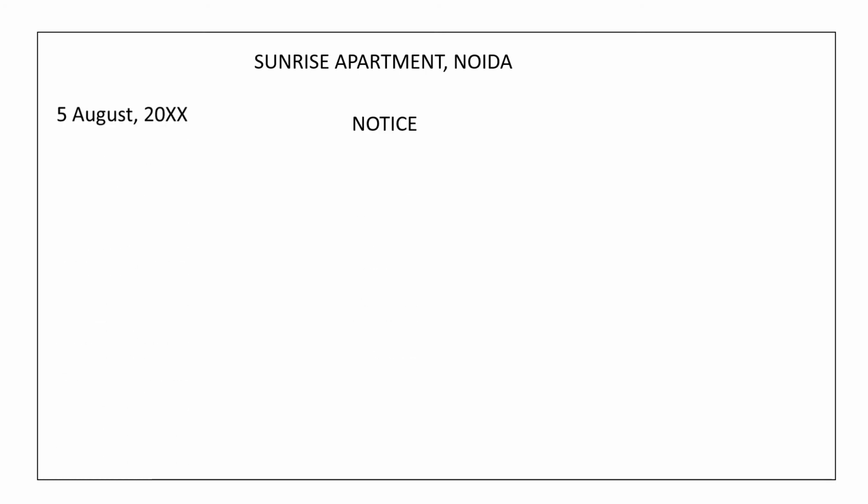This also, first the name of the organization is written, as here it is an apartment. So the name of the apartment and the place, Sunrise Apartment, Noida. And then the date in the same format. Then in bold words, notice. And then very briefly we have to write the topic, that is society meeting. We're not including the reason and all in the topic.